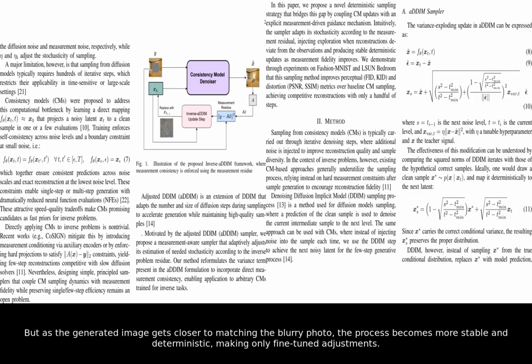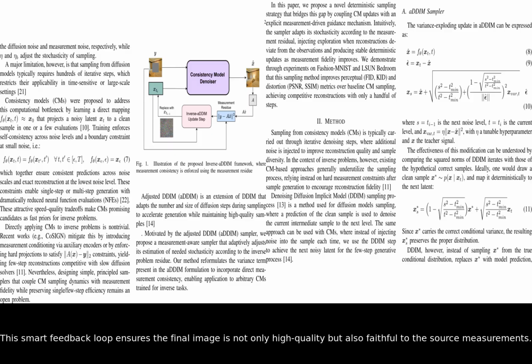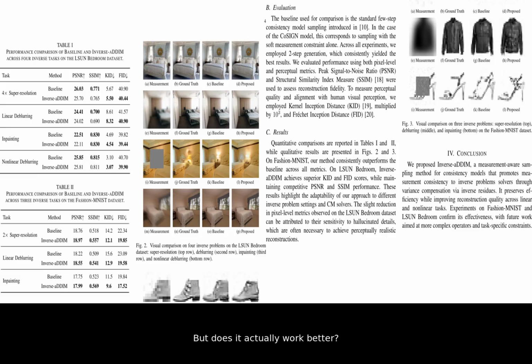But as the generated image gets closer to matching the blurry photo, the process becomes more stable and deterministic, making only fine-tuned adjustments. This smart feedback loop ensures the final image is not only high quality, but also faithful to the source measurements. But does it actually work better?